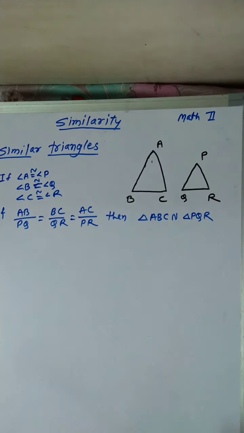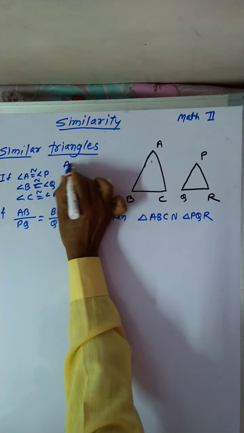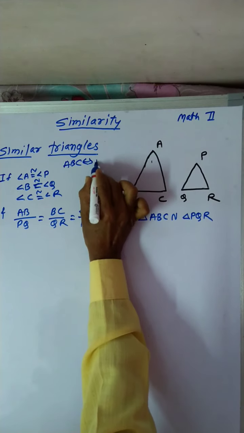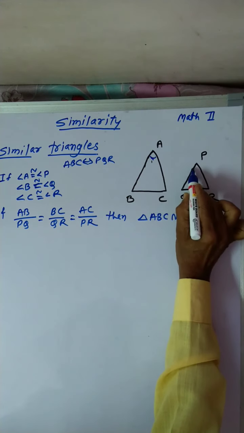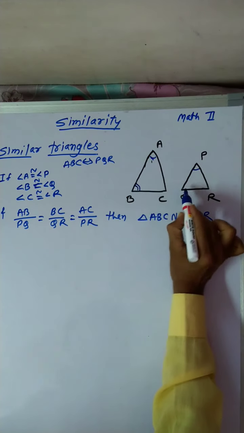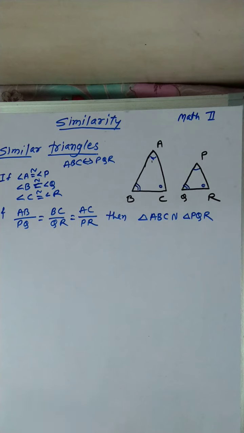Okay. Last year we saw the definition of similar triangles. If a one-to-one correspondence is given in the vertices of ABC with PQR, then angle A is equal to angle P, angle B congruent to angle Q and angle C congruent to angle R, then these two triangles are called similar triangles. The sides are in proportion, that means the ratios of the sides are equal, then the triangles are called similar triangles.